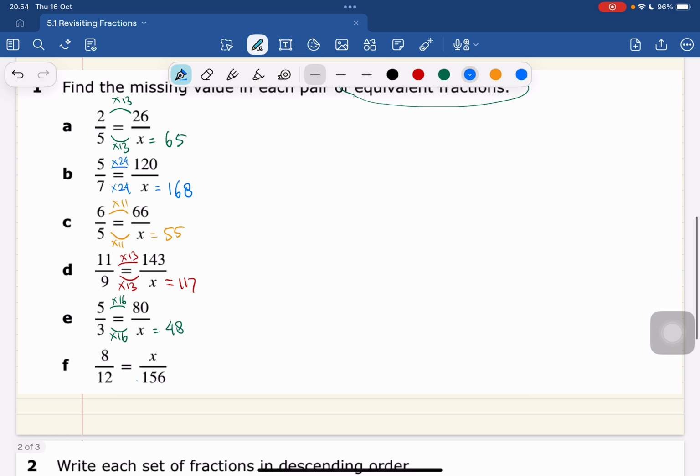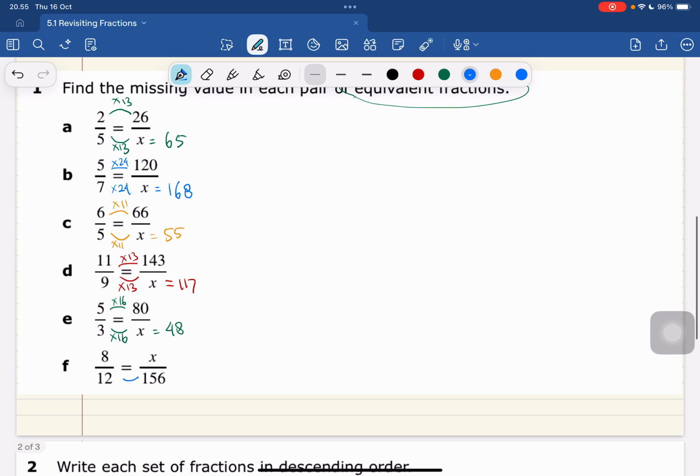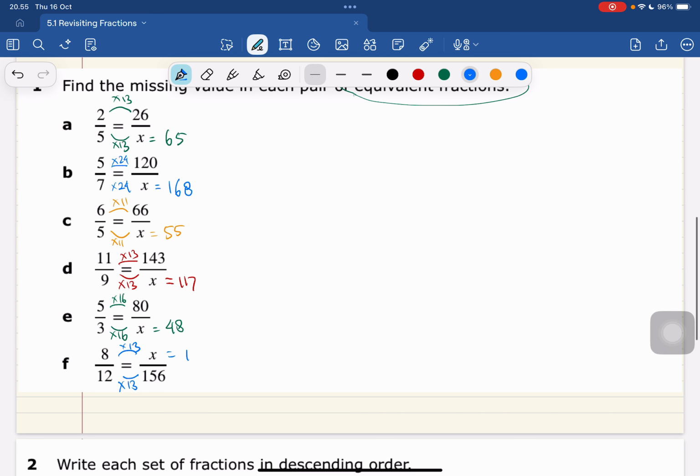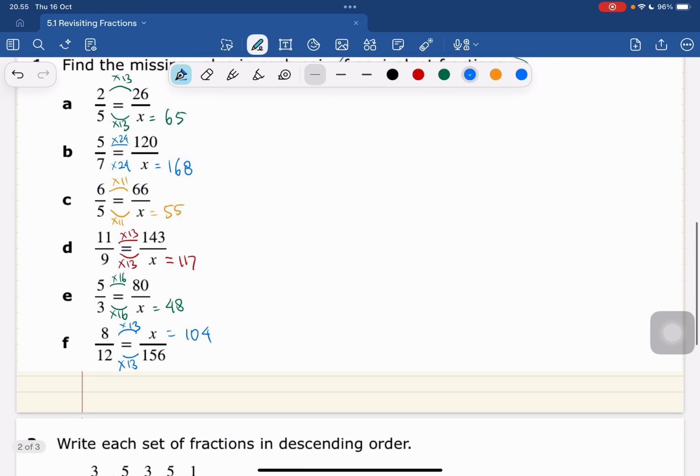Okay, next question. Look at here, 156 and 12. So 12 we multiply by what number to make it 156? Or we can do it in reverse, 156 divided by 12. This will give us the answer of 13. So 8 also we need to multiply by 13. So x is going to be 104.